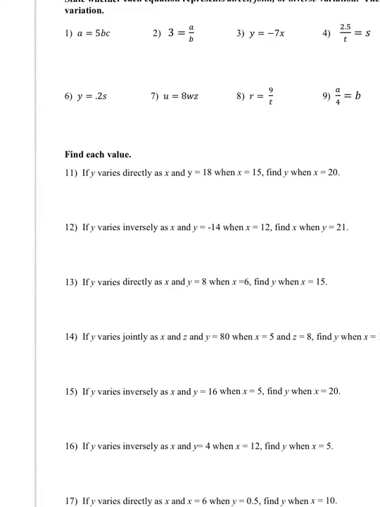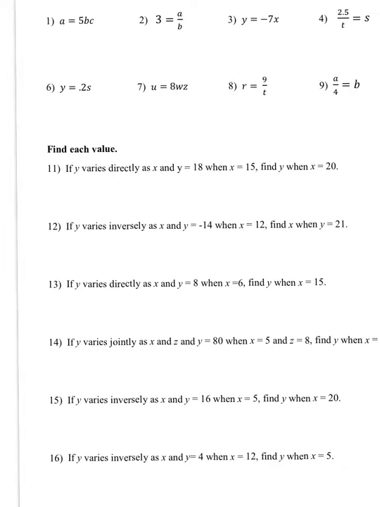Now let's go down to number 11 and actually use some of these forms where we're trying to find a value. If we look at number 11, first of all, it says y varies directly as x. Okay, so that tells you it's direct, so we're going to use y equals kx. Then they give me these values: y equals 18 when x is 15.